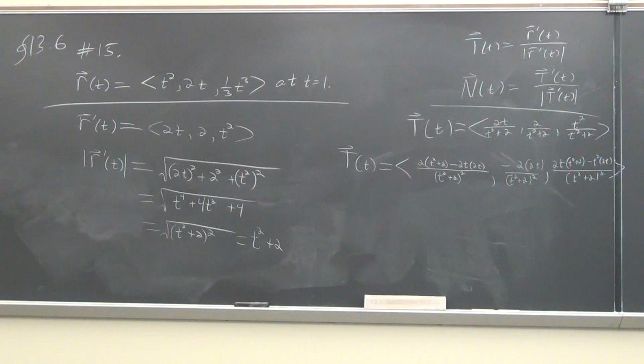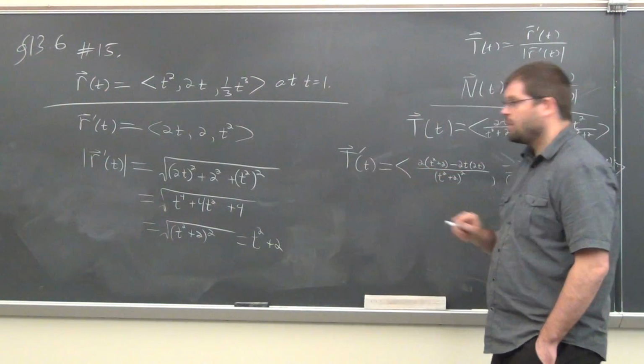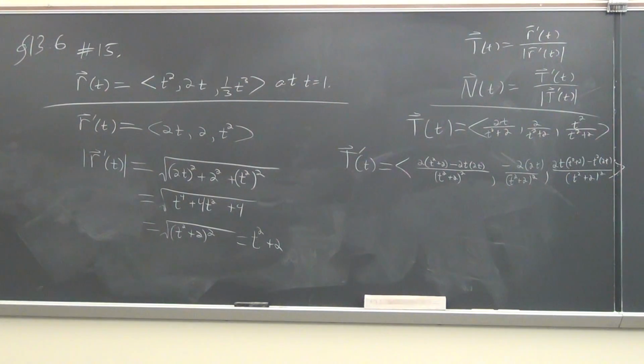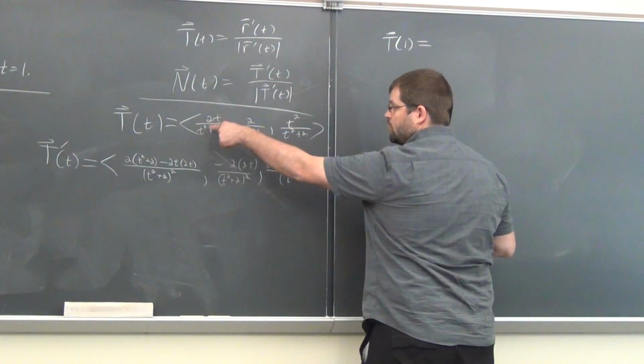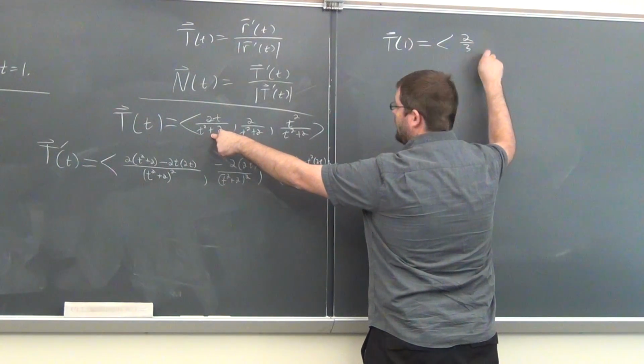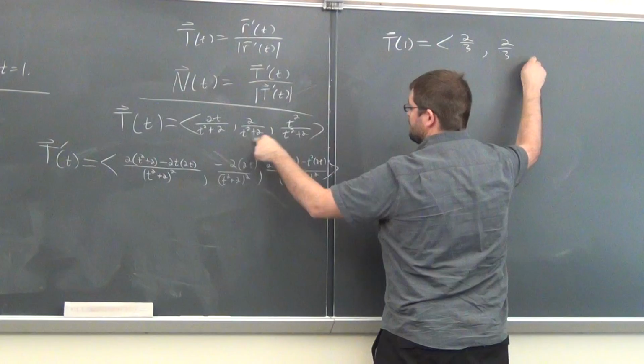This was T prime, I lost my prime. All of that was relatively ugly, but it's fine. So we've got a big mess here, but what do we have to compute? We want the magnitude of T, we want N, we want B, and we want them just at 1, so let's start working through this. T of 1 is what then? Just 2 over 3, 2 thirds, 1 third.